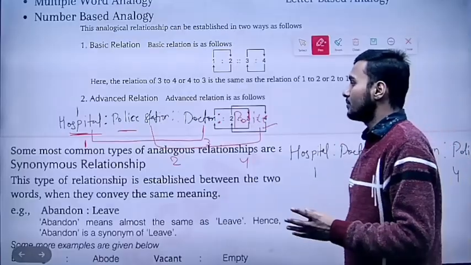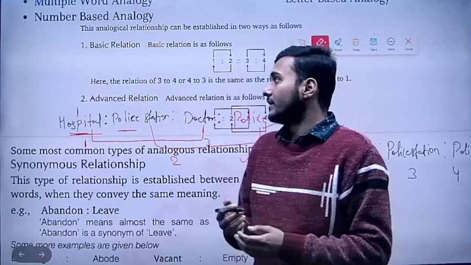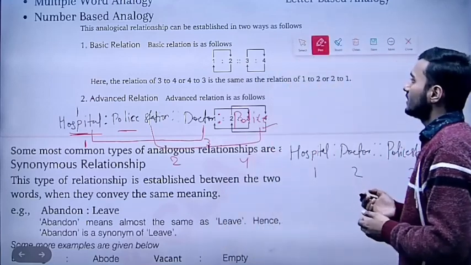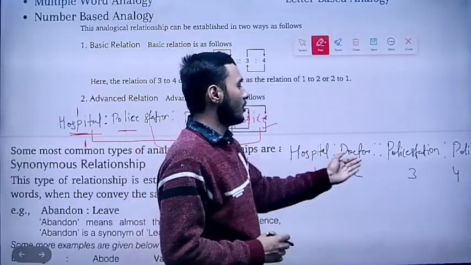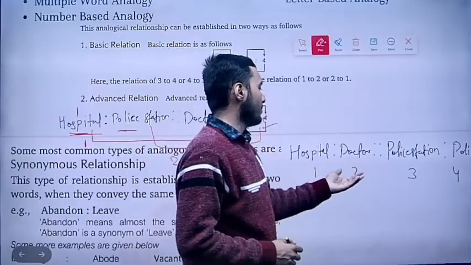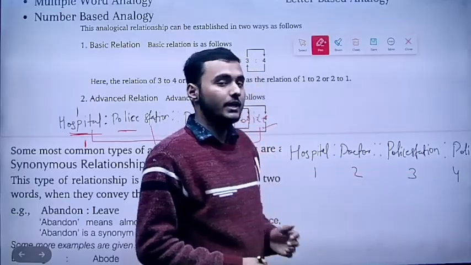So always find which type of relation is basically asked in the question. If there is a basic relation, then you can clearly get the answer by looking at the first or second position, or if there is a gap in the first or second, then you can visit the third and fourth position and you will get your answer.